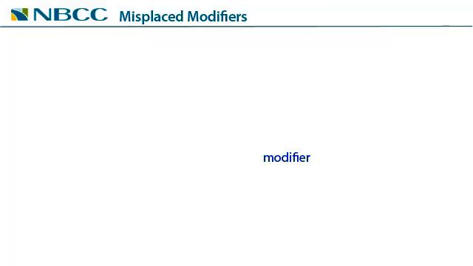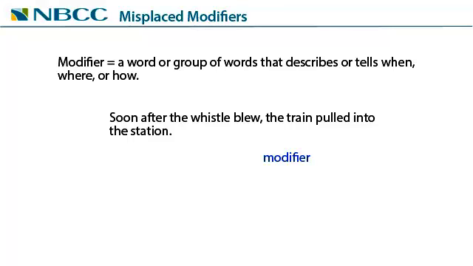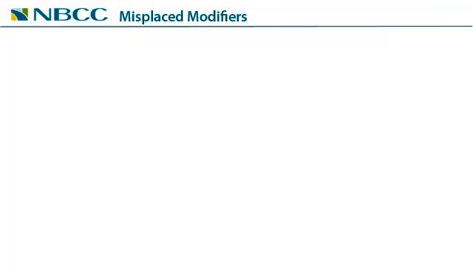A modifier can also be a phrase or a clause that describes or tells when, where, or how. For example, soon after the whistle blew, the train pulled into the station. Soon after the whistle blew is a clause that describes when the train pulled in. It's a modifier.